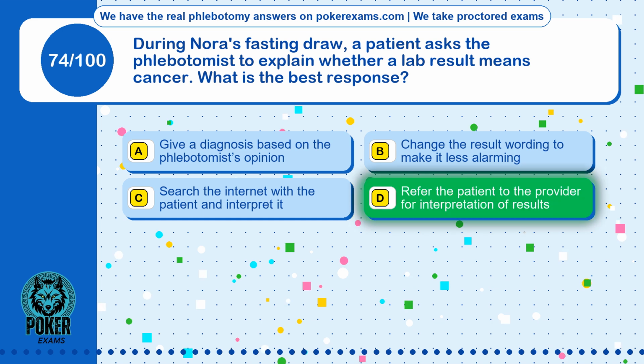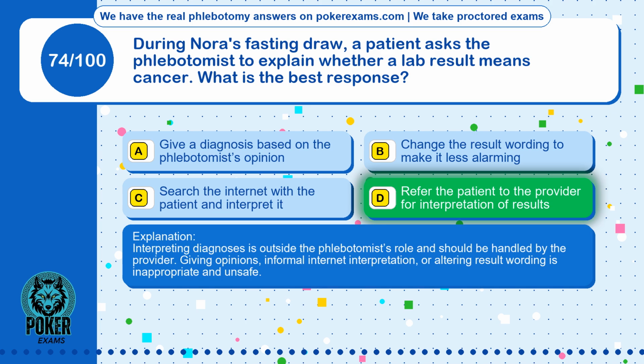The correct answer is option D. Refer the patient to the provider for interpretation of results. Interpreting diagnoses is outside the phlebotomist's role and should be handled by the provider. Giving opinions, informal internet interpretation, or altering result wording is inappropriate and unsafe.